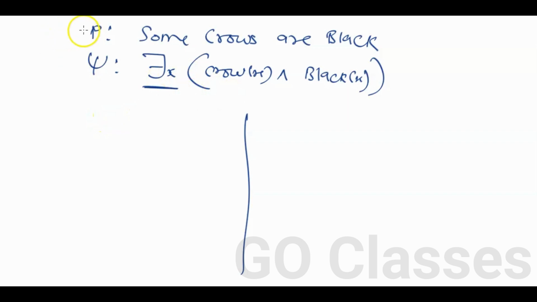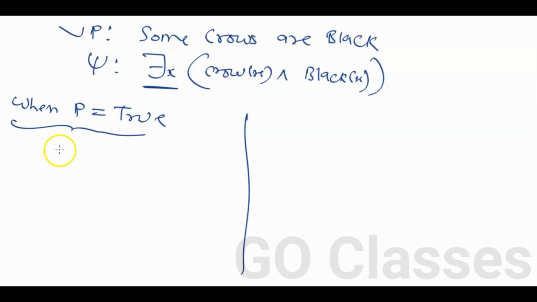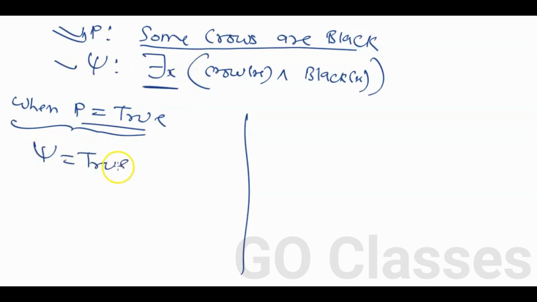Now what will I do? I will prove that whenever P is true, then psi will be true. See, when P is true, it means some crow is black. Correct? When this statement P is true, it means some crow is black. So in this situation, psi is also true, because of that crow which is black, this internal expression will become true. So the existential quantifier will become true. So you can notice, when P is true, then this expression is also true.